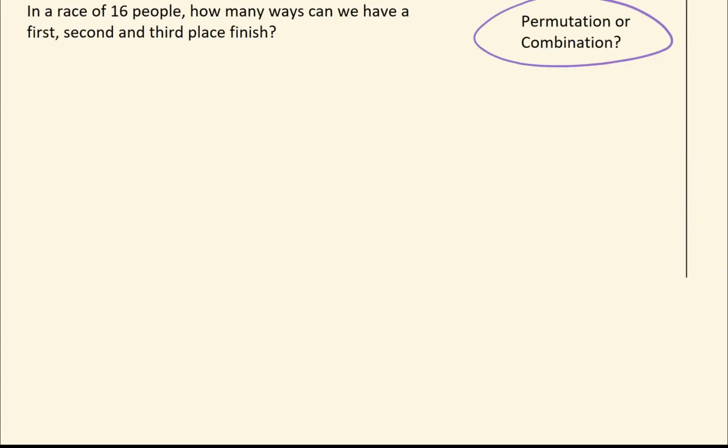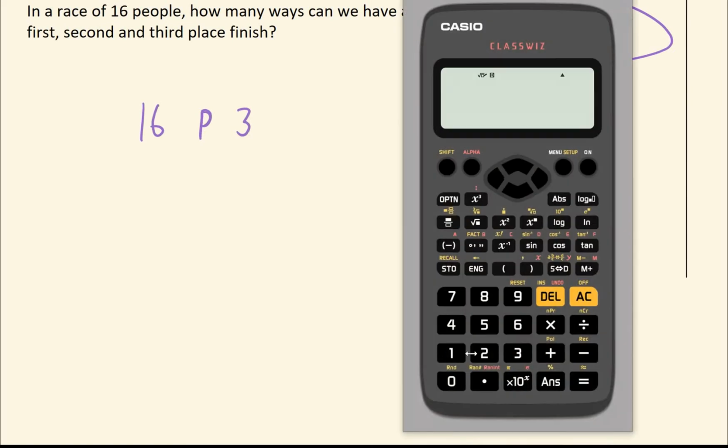In a race of 16 people, how many ways can we have a first, second and third place finish? This is a permutation. Here the order does matter. It matters who comes first, second or third. So in the calculator, all you need to do is 16P3. So 16 people, I want the top 3 finishers in first, second or third place, and it is a permutation. That gives you the answer of 3,360.